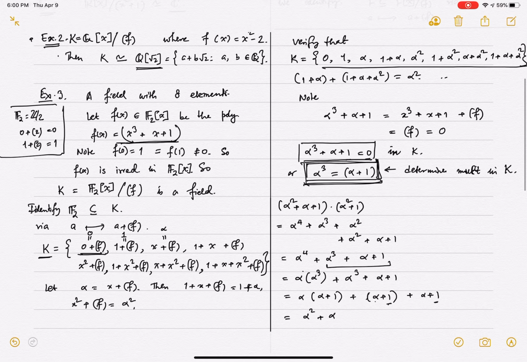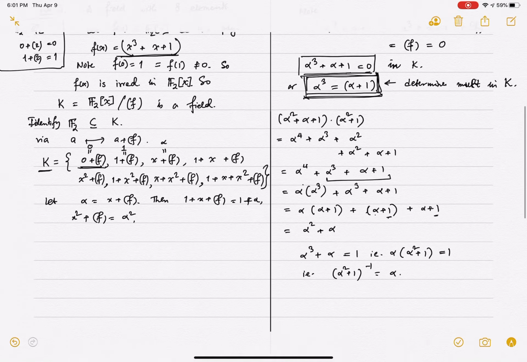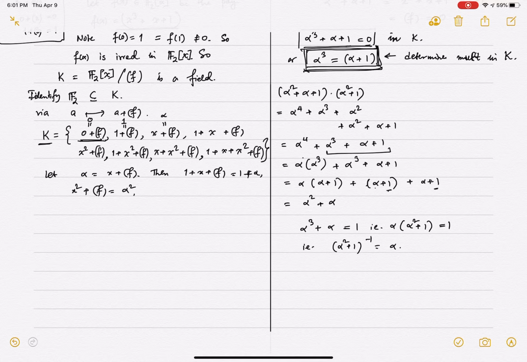So for example, this equation itself tells you alpha cube plus alpha is 1. Right? Alpha cube minus alpha is 1, but then alpha cube plus alpha is also 1, which means alpha times alpha square plus 1 is 1. That is, alpha square plus 1 inverse is alpha, and alpha inverse is alpha square plus 1. So you got some inverses.